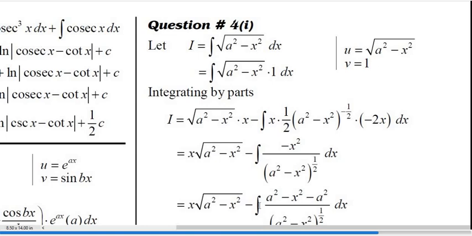Question number 4, part number 1. Let I is equal to integration of square root of a square minus x square dx. That is, integration of square root of a square minus x square into 1 dx.